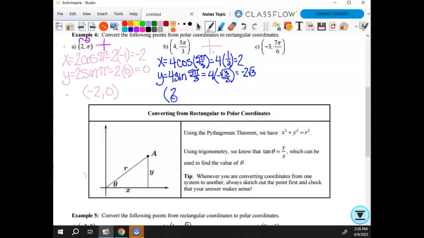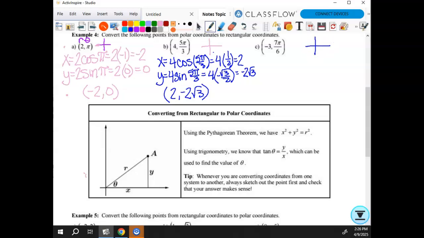So my ordered pair is 2, -2 square roots of 3. On this one, if I think about the fact that this means I go to the right and then down, but I'm going to go farther down than I did to the right, then this being closer to the y-axis makes sense. I feel like my answer is reasonable. Okay, any questions? All right.